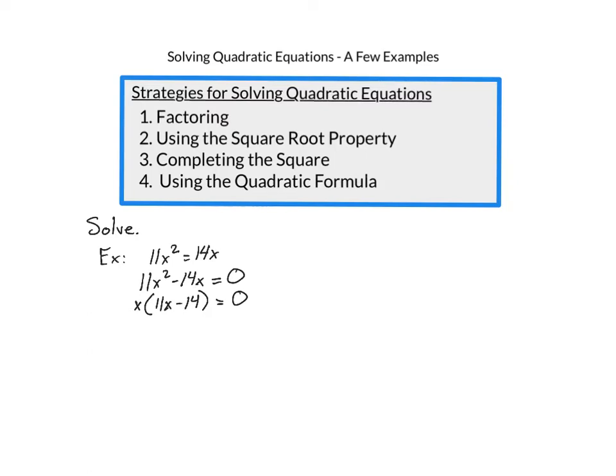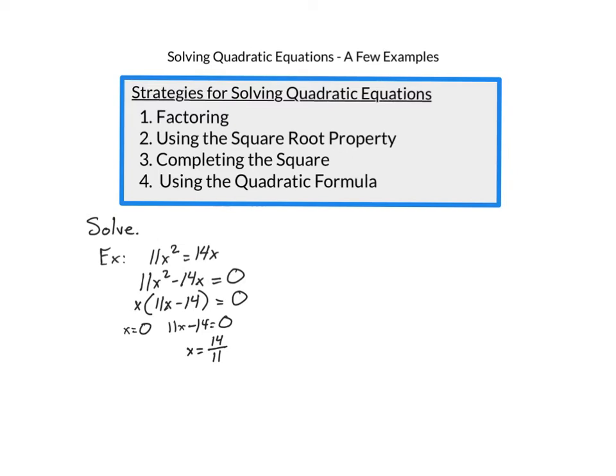And as always, when we're solving a quadratic equation by factoring, we set each factor equal to 0 and solve. So I would have x equals 0. And this one we have 11x minus 14 equals 0. And you can solve that in your head. Add the 14, divide by 11. Totally fine to do those in one step. So we have x equals 14/11. So the 2 solutions for this problem are 0 and 14/11.